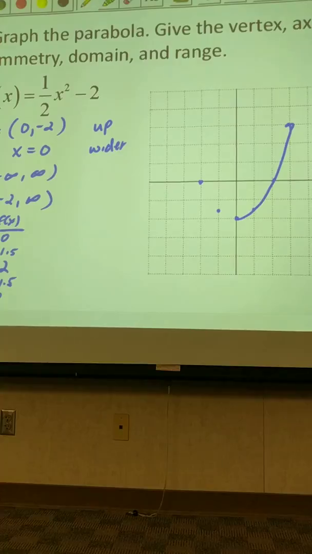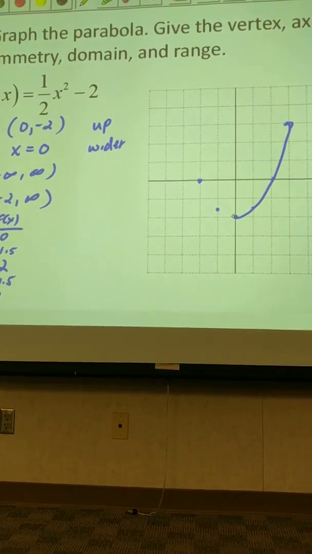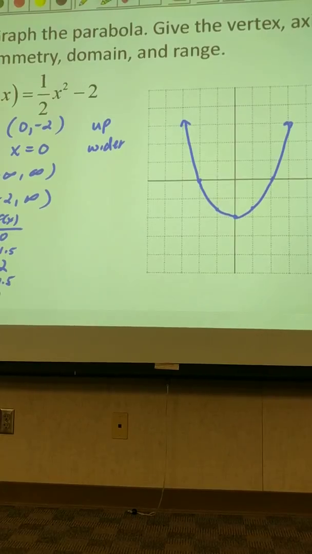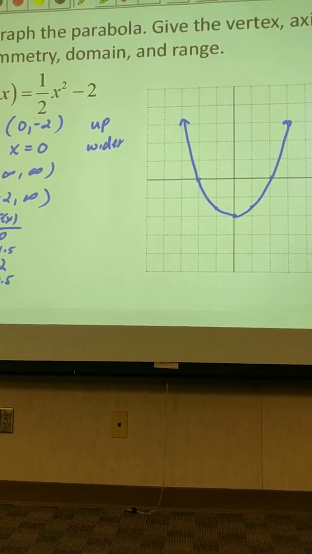All right, it's opening upward as I expected. I'd be very upset if it wasn't. And it's wider, so everything is making sense based on what we know from that equation.